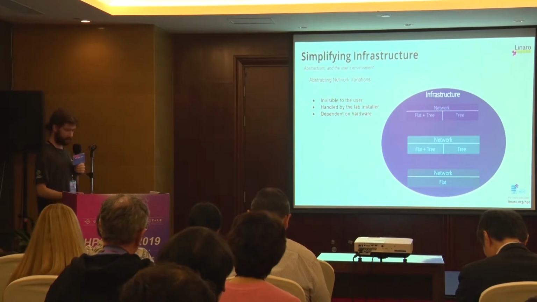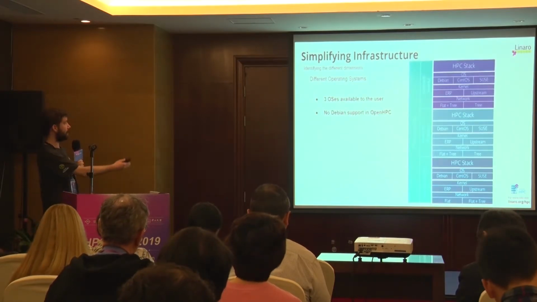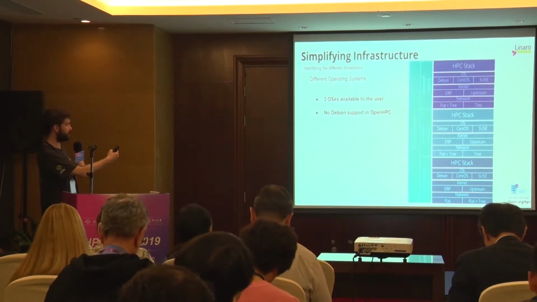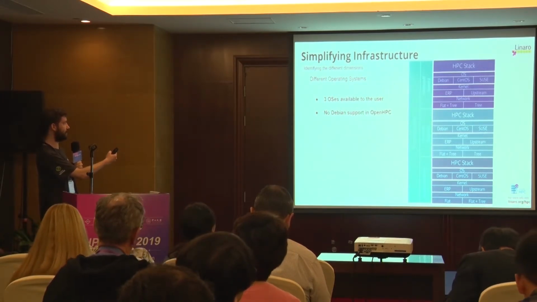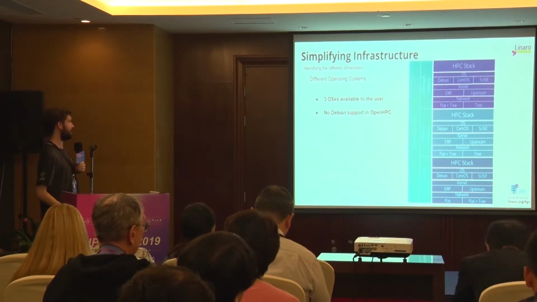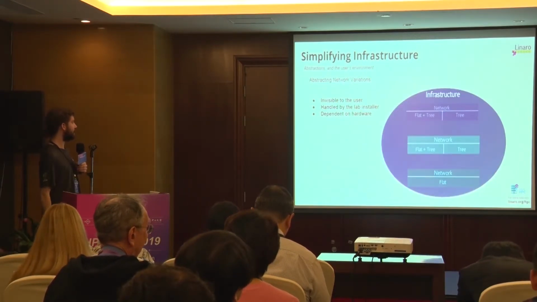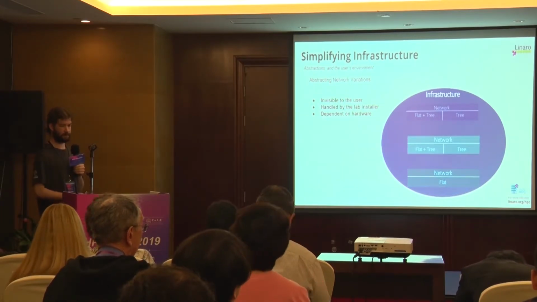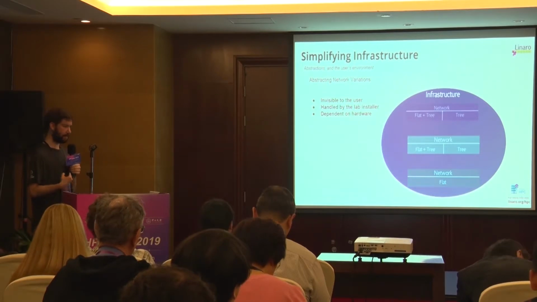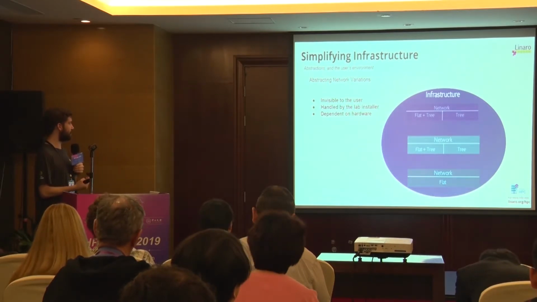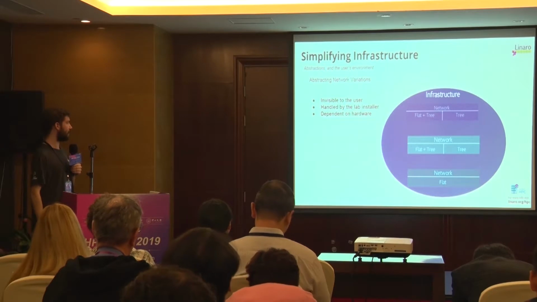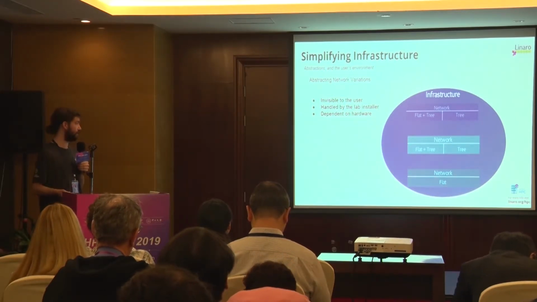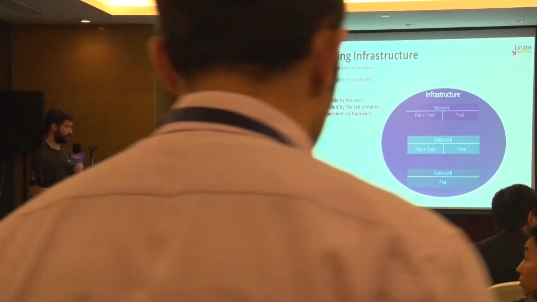So we take this slice of this complicated representation of the validation matrix and we try to simplify it. If we take the network, it is invisible to the user. The user doesn't care about it. It's handled by the installer itself, by its scripts, and it relies on the hardware configuration, how you plugged in the cables in the switch, of course.